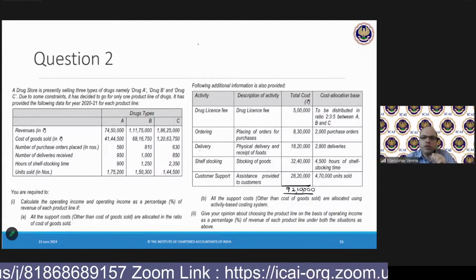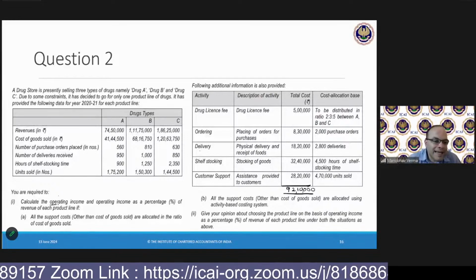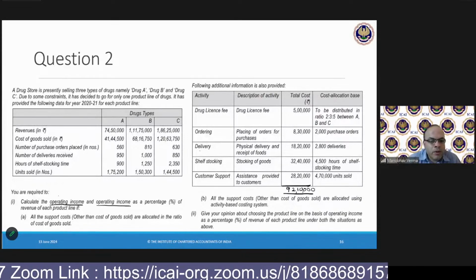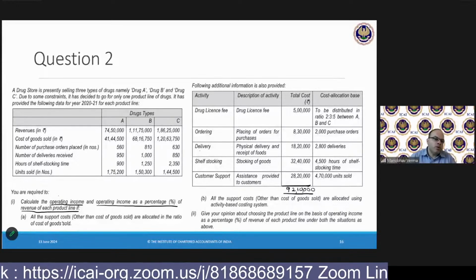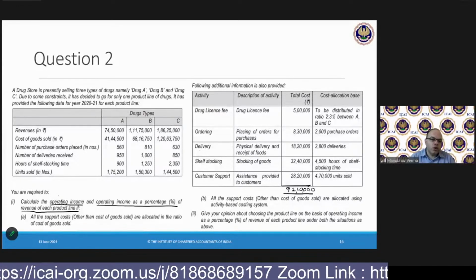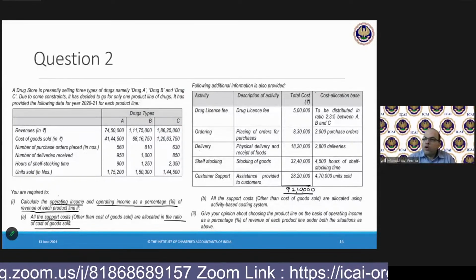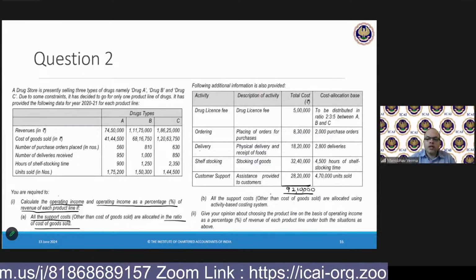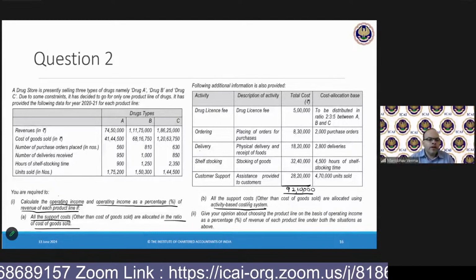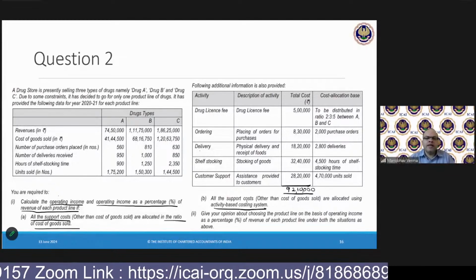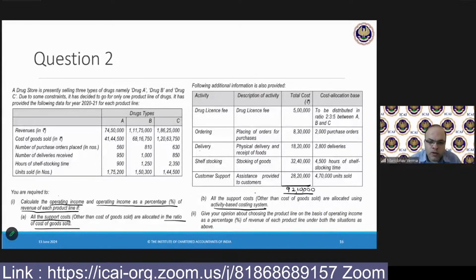Okay, so let's understand the call of the question then. What is the call of the question here? You are required to calculate the operating income, and operating income as a percentage of the revenue of each product, if all the support costs other than COGS are allocated in the ratio of COGS. That means all the overheads in the ratio of COGS here. Or second scenario, all the support costs are allocated using activity based costing. So what is the parameter for traditional costing here? Ratio of COGS, right? We discussed there could be various parameters like material, prime cost, labor cost. So we are talking about COGS here, percentage of COGS here.